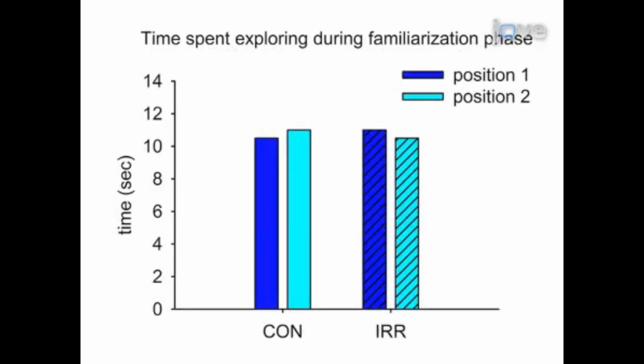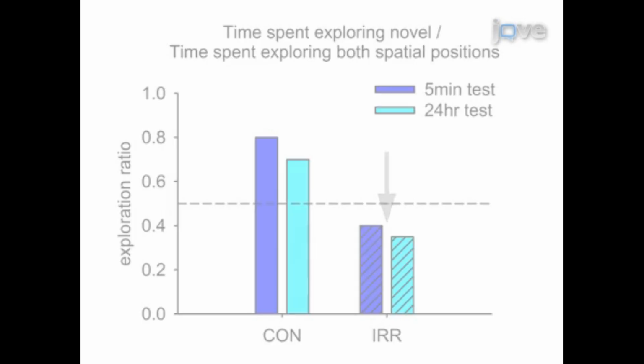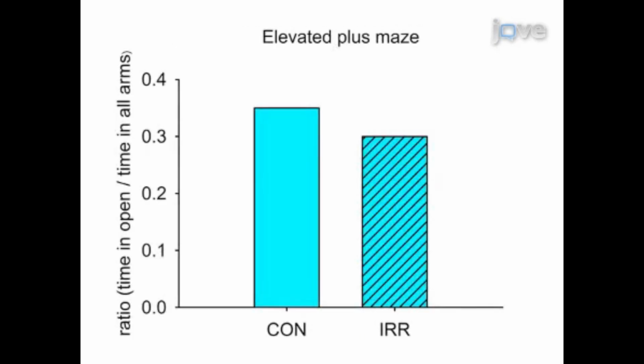Here, results from control and irradiated animals in the novel place recognition task show that the 2 positions were explored equally during the familiarization phase. However, control animals showed a clear preference for the novel spatial position following the 5-minute and 24-hour delay intervals, while irradiated animals did not. In the elevated plus maze, control and irradiated animals spent less time exploring the open arms than would be expected by chance.